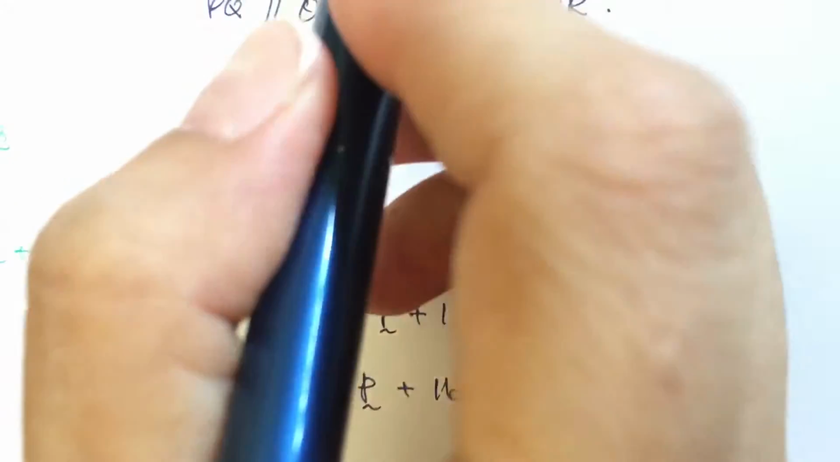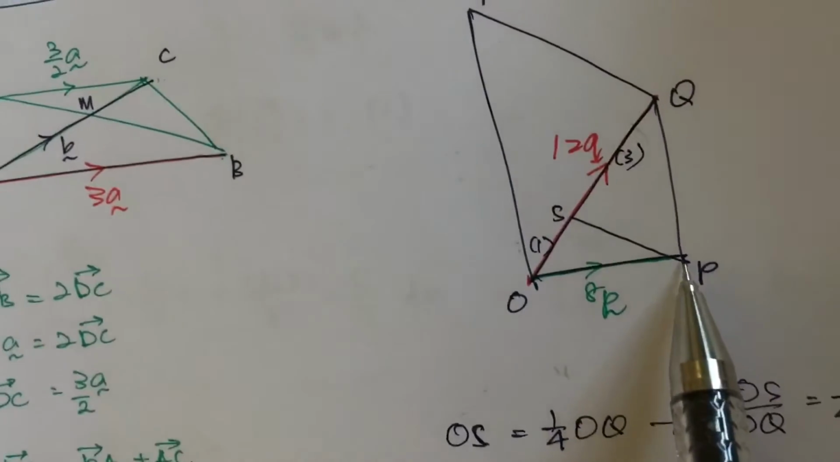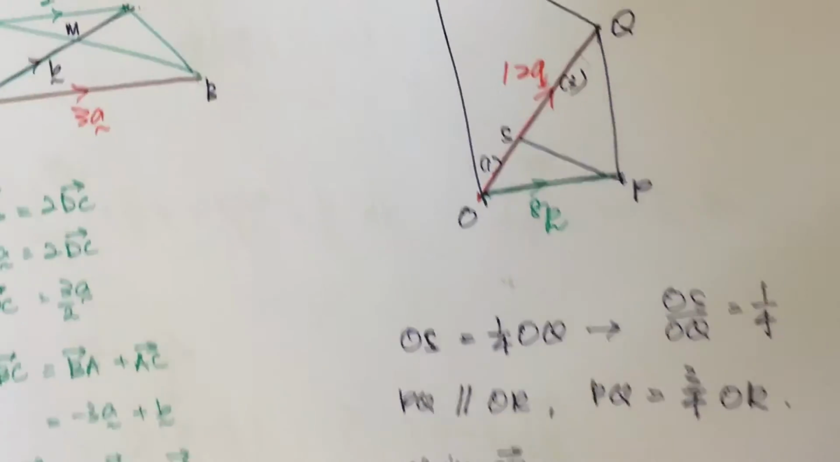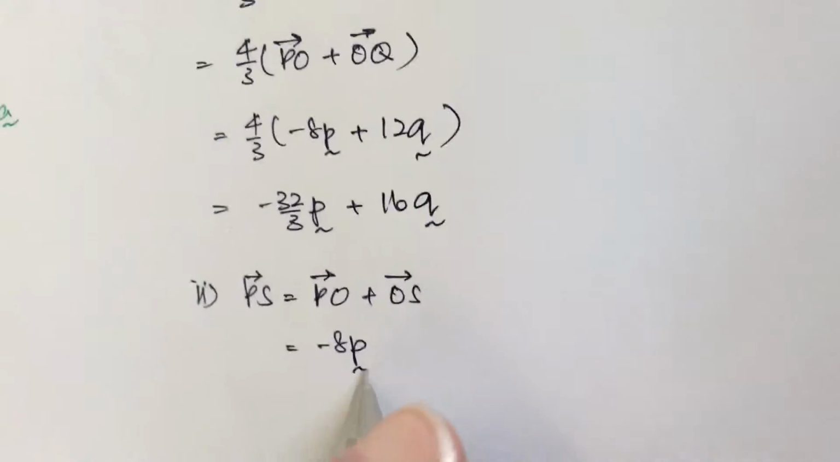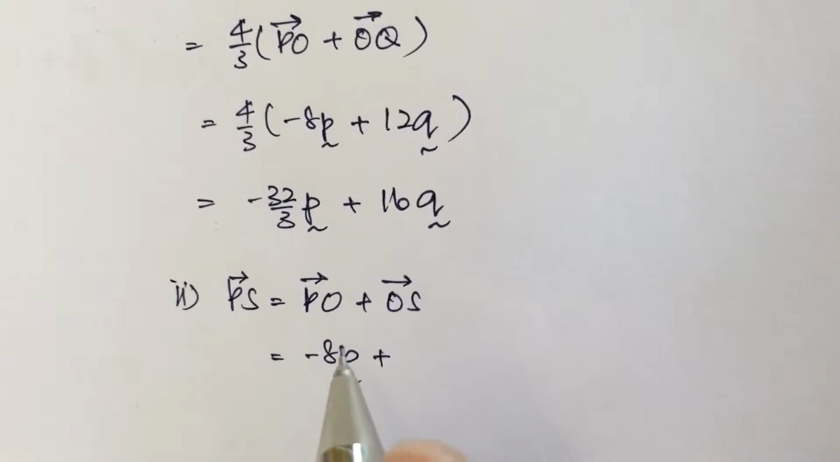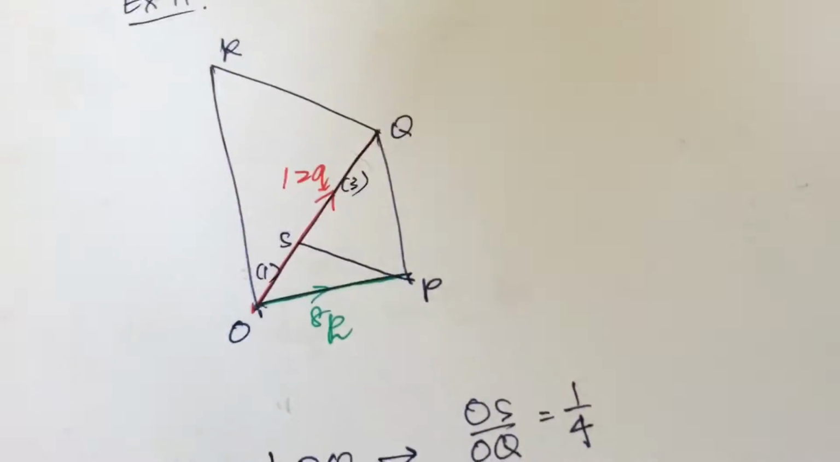P to S, I can take P to O, O to S. Negative 8P plus 3Q. A quarter of 12Q, so it's 3Q.